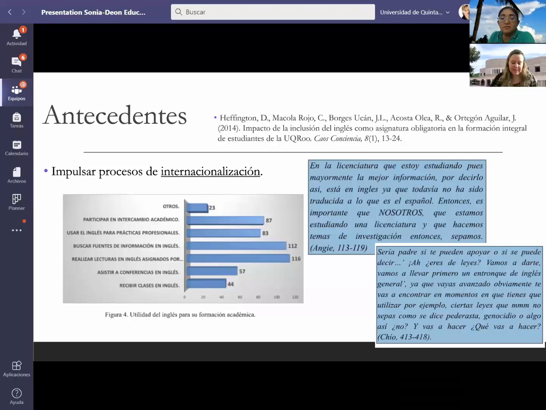Sabemos que la enseñanza del inglés en la UCRO es de forma general para todas las carreras, salvo precisamente creo que sistemas comerciales, que tiene una asignatura de inglés para negocios, ¿no? Que tiene un enfoque un poco más, creo, de ESP.